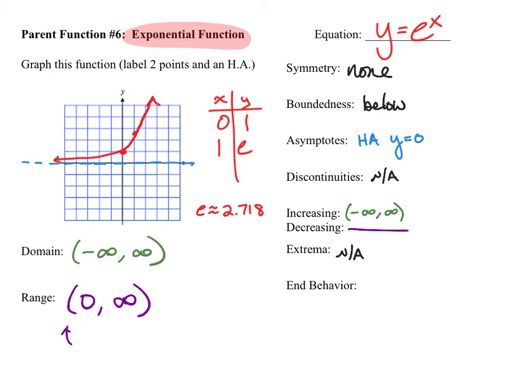And its end behavior, the limit as x approaches negative infinity for this function is headed towards the number 0. And the limit as x approaches positive infinity for this function is infinity, because that arrow is headed upwards as we go out to the right towards positive infinity.